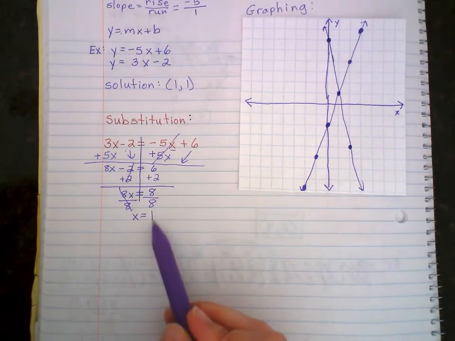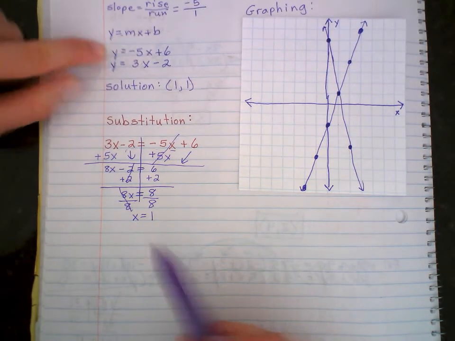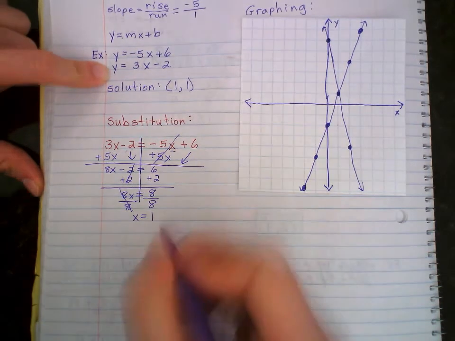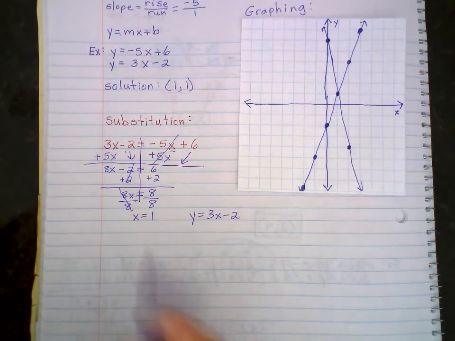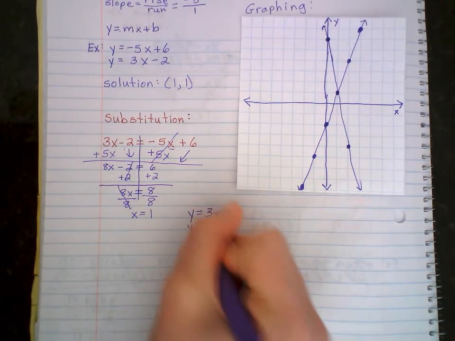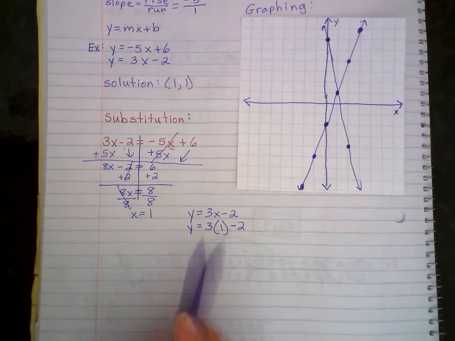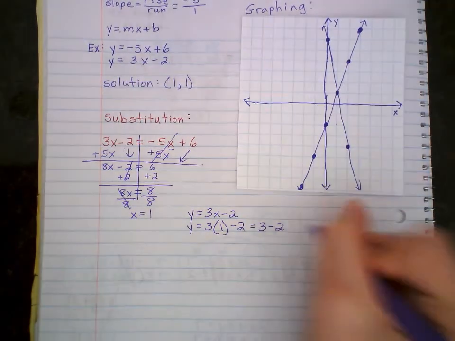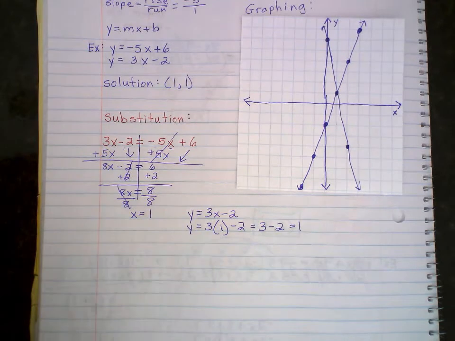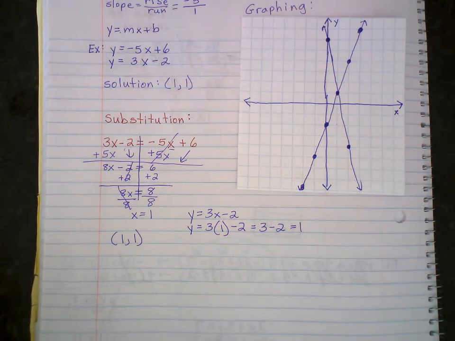Okay, so now we have our x solved for, and it's 1. So now we plug that back in to either of the original equations and solve for y. I'm just going to plug it into the second one, because why not? So y equals 3x minus 2. So plug in 1 for x. So y equals 3 times 1 minus 2. Well, 3 times 1 is just 3, minus 2, which equals 1. So y equals 1 and x equals 1. So yet again, it's 1, 1. So both methods gave us the same answer.